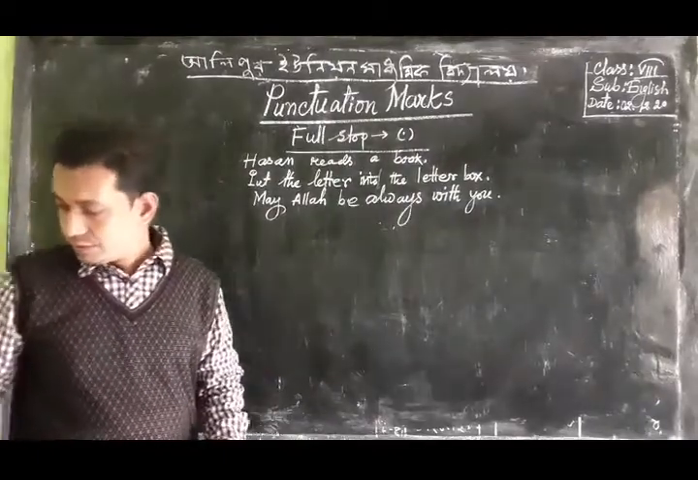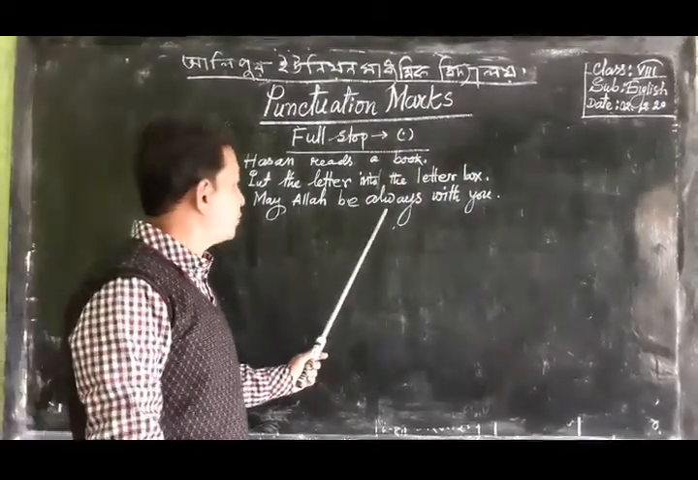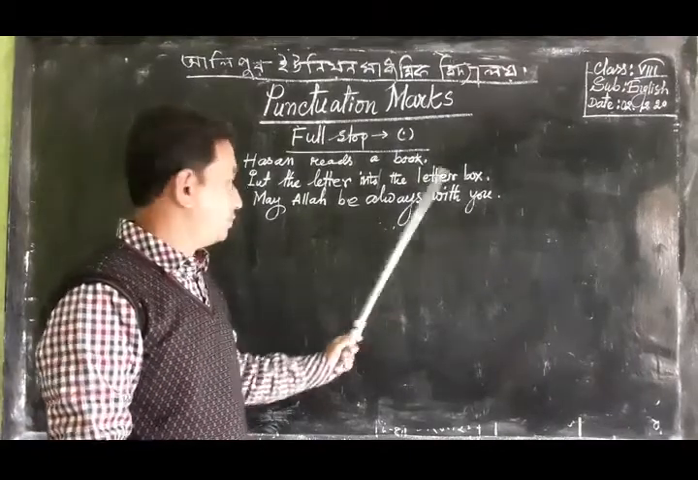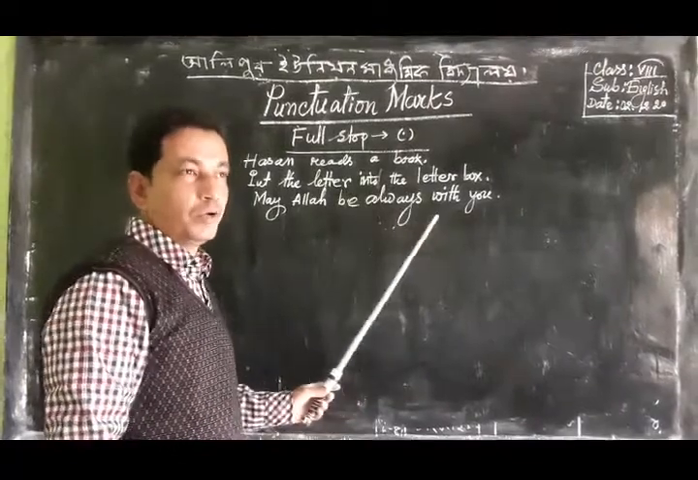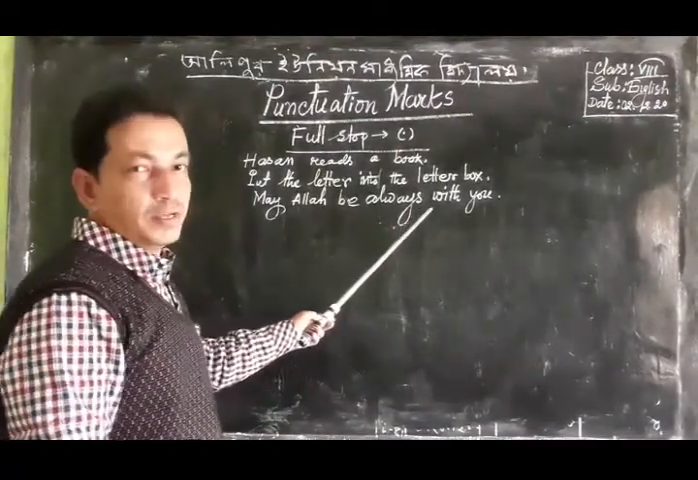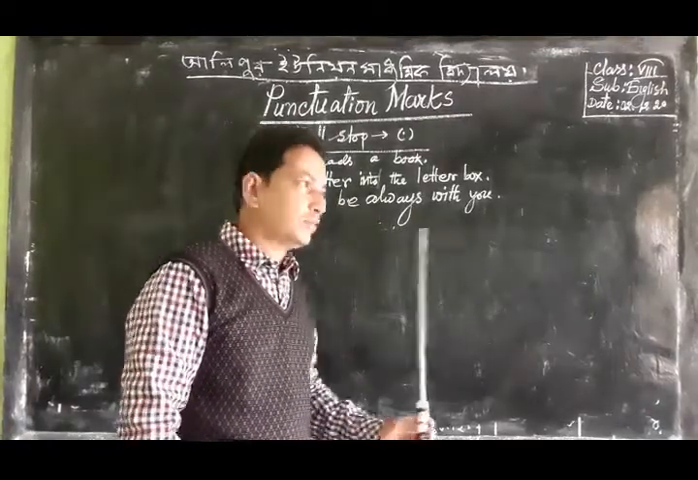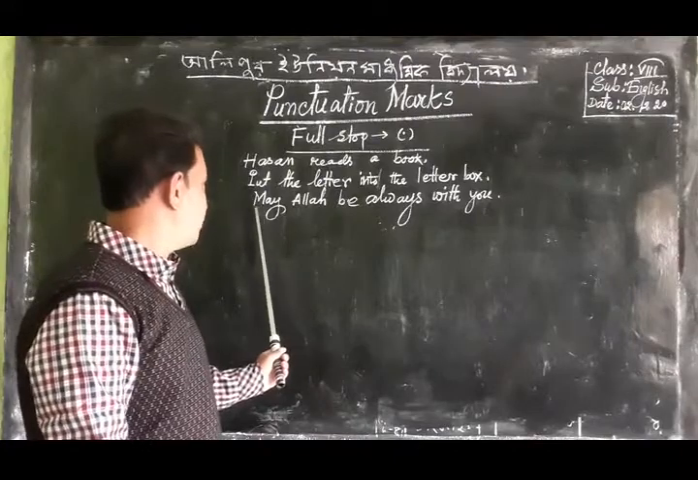Dear students, I have written another sentence. May Allah be always with you. That means it is a kind of expression of prayer or wish. And this sentence is called optative sentence, because at the beginning of the sentence we have written may.